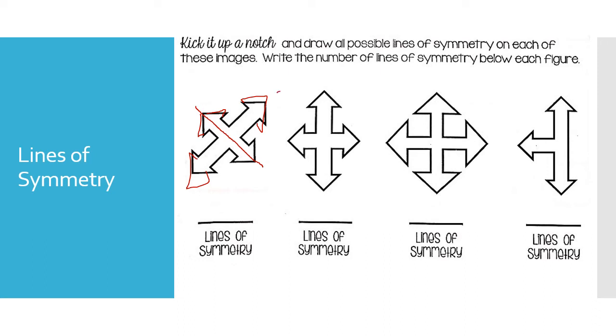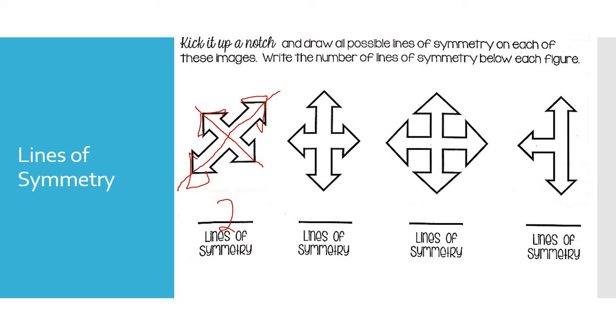Now, what if I cut it the other way? Would that work? That would also work. So far, 2 lines of symmetry. But if I drew a vertical line, that is not a line of symmetry. So I'm going to write 2, and I'm going to erase that diagonal one because that would not work. Let's go to the next shape.